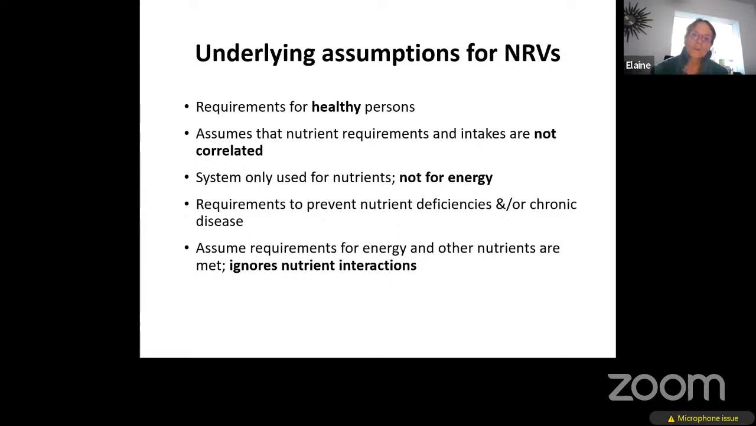And there are requirements to prevent nutrient deficiencies. And in some cases, they're quite high because they're aiming to prevent chronic disease. And calcium would be an example there. And they assume the requirements for energy and other nutrients are met. So it completely ignores nutrient interactions when we're looking at these.